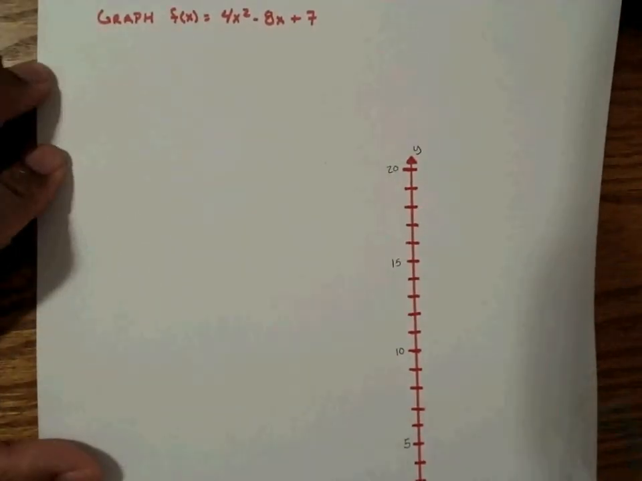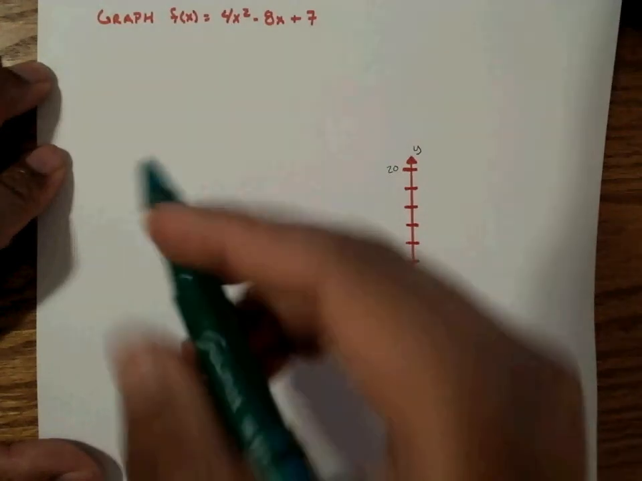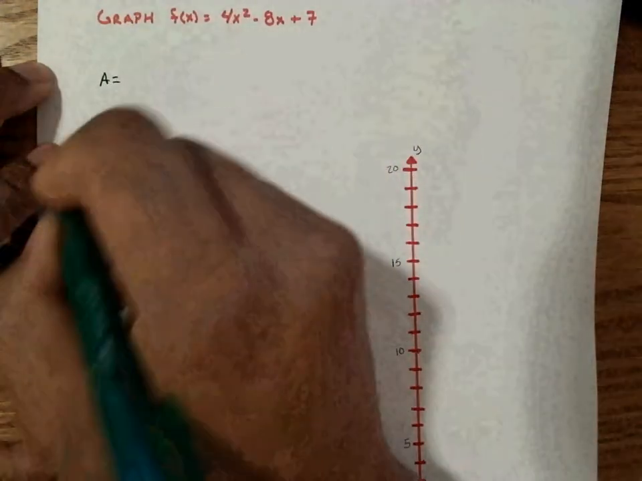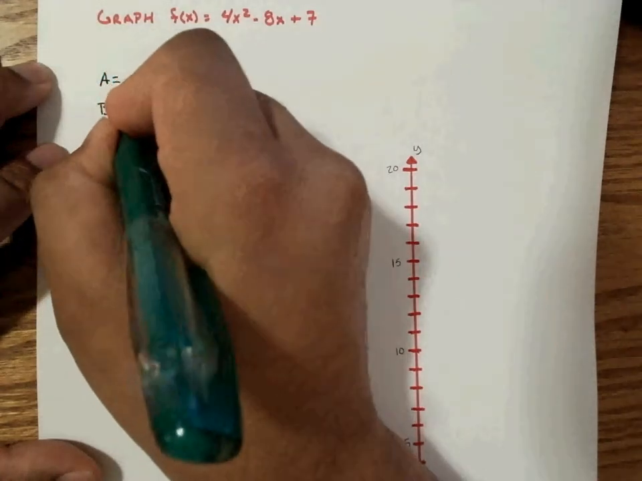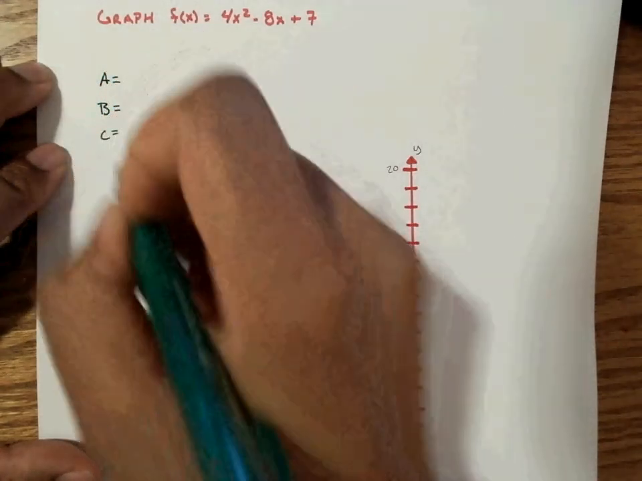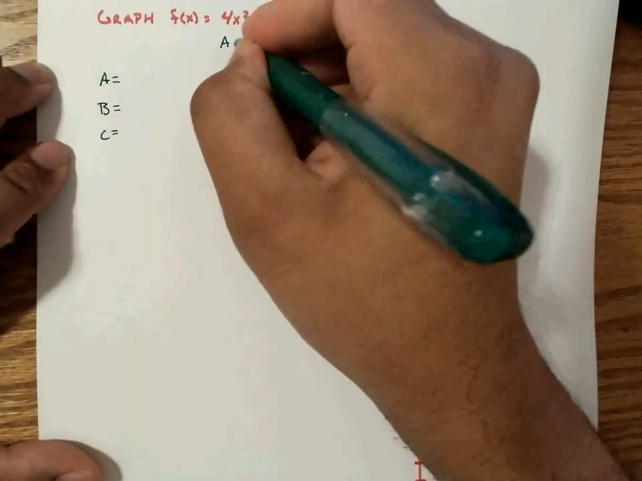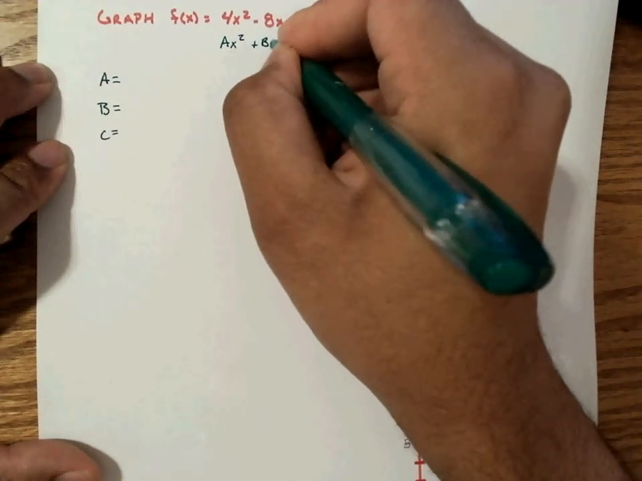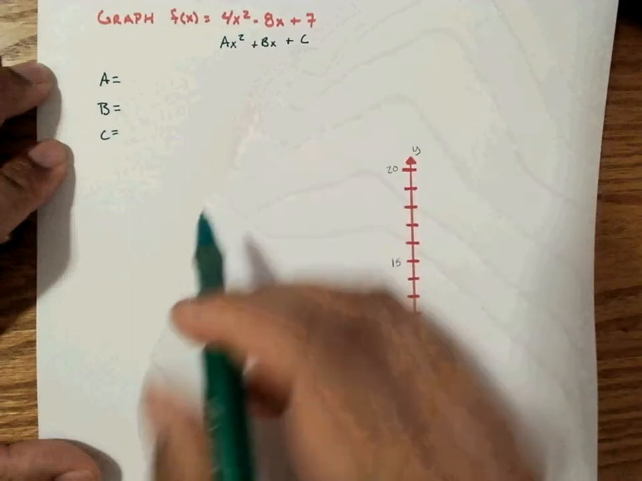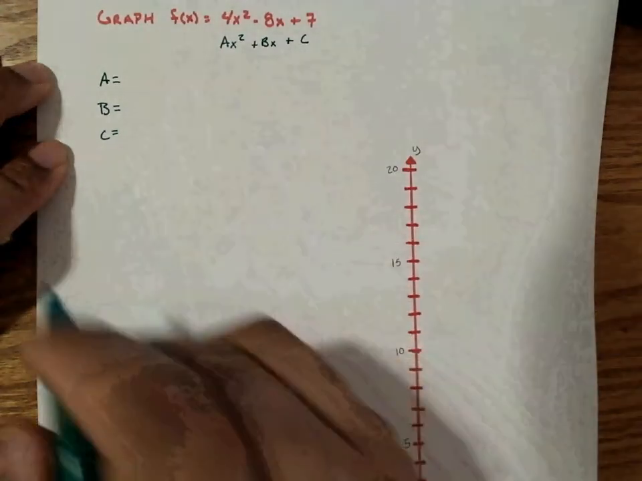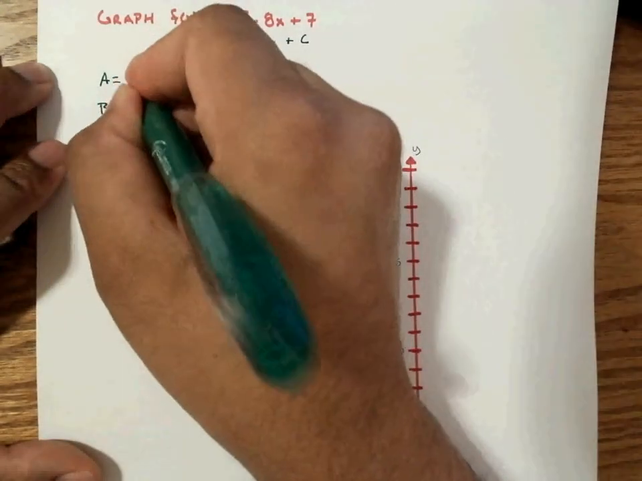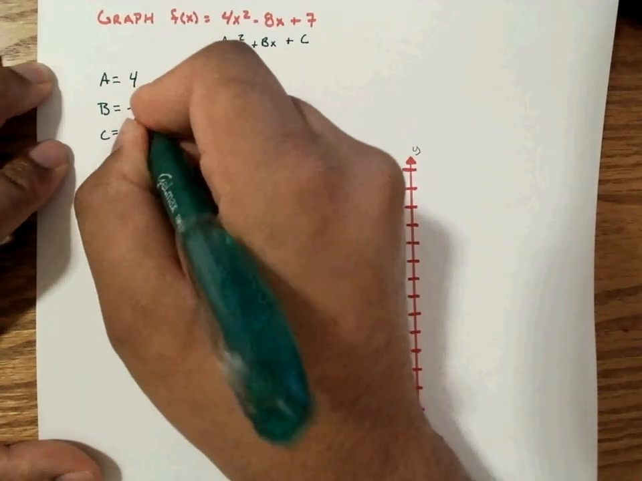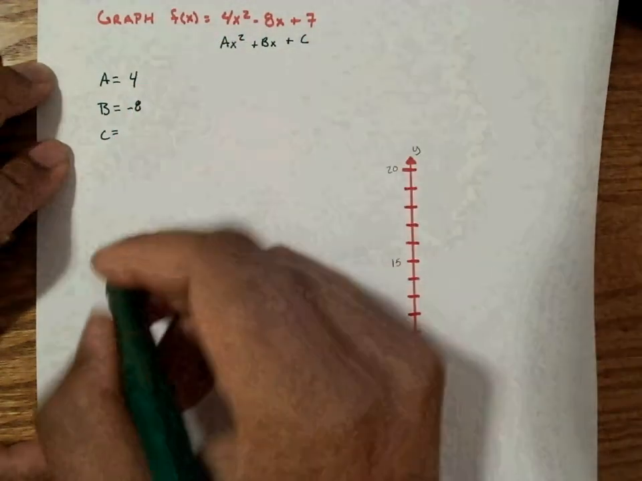Alright. So remember, whenever we're graphing a quadratic, we want to go ahead and label our A, our B, and our C. So remember, it's always ax squared plus bx plus c. So we know our A term is 4. We know our B term is negative 8. And we know our C term is 7.